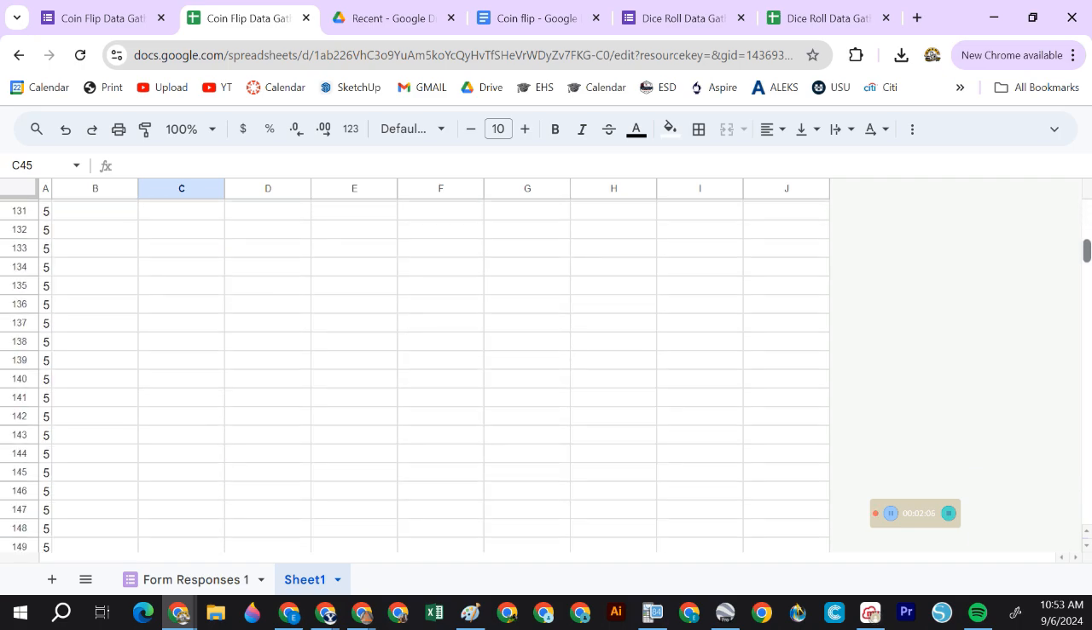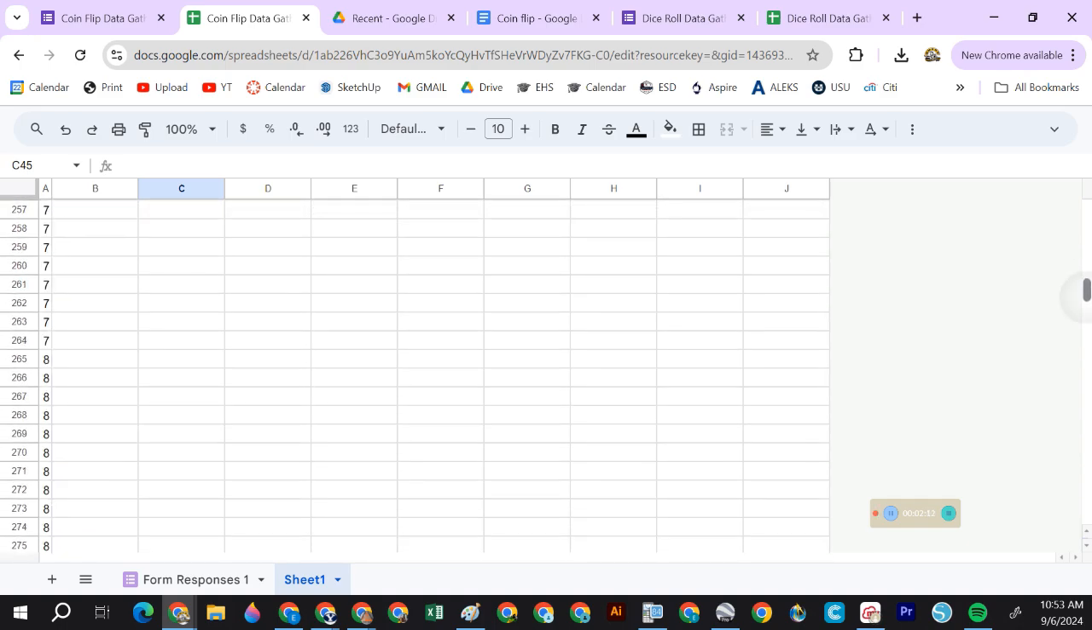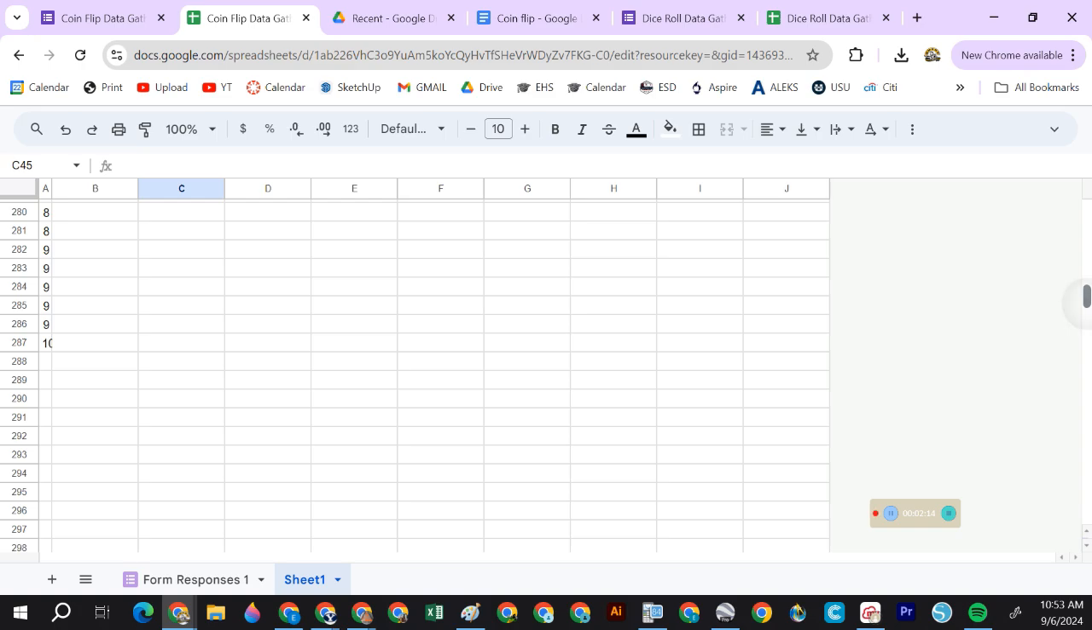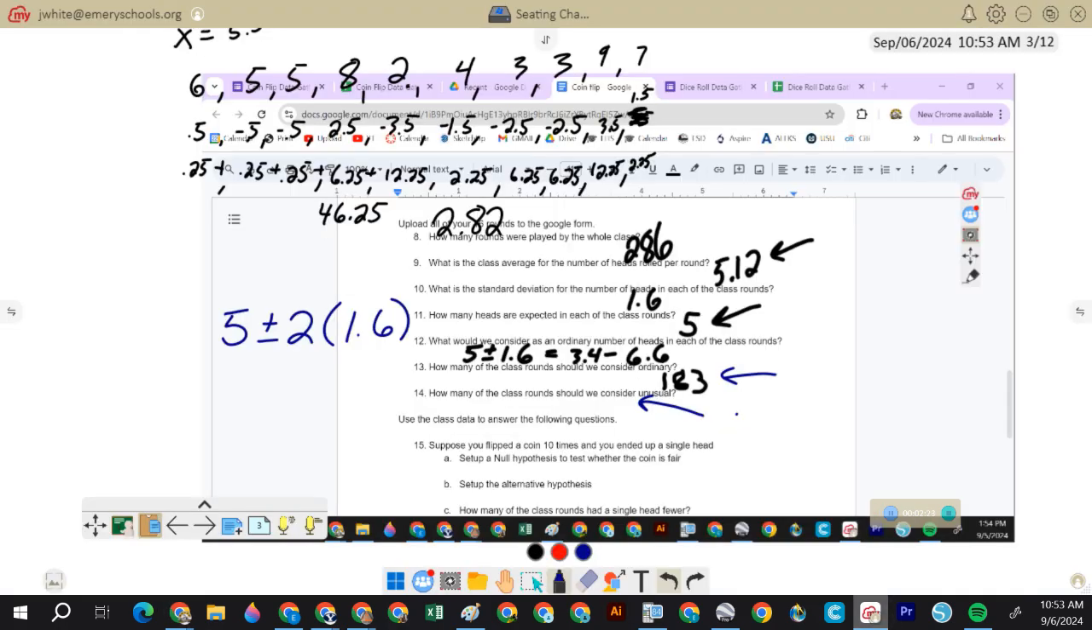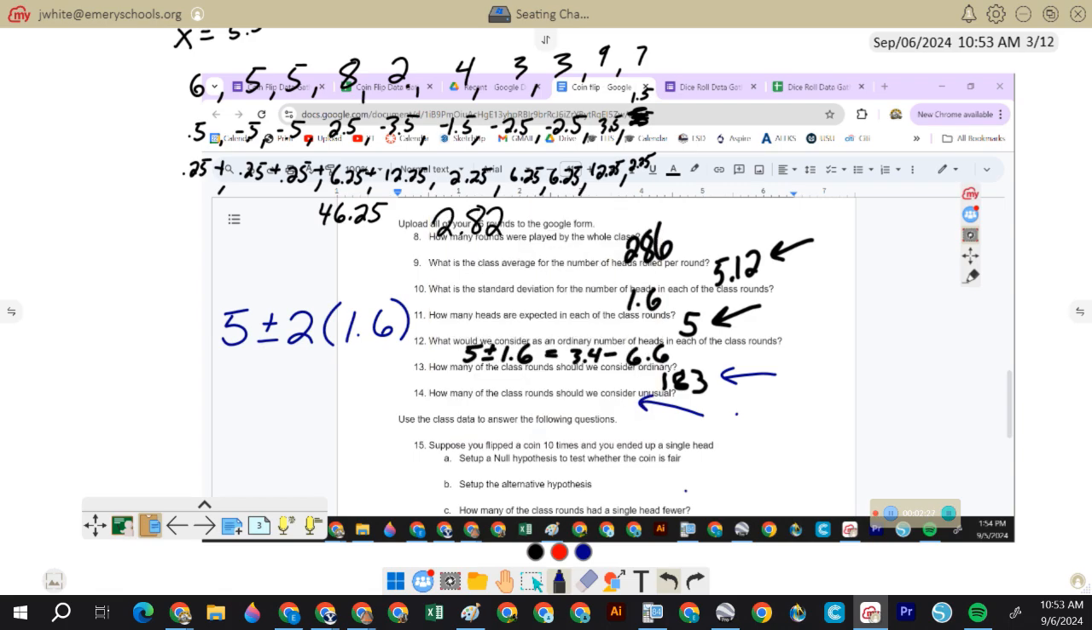Okay, then I go all the way to the bottom and I count up all of my nines and tens. And we have 5 nines, and a 10, so 5. 6, sorry, 5 nines and 1 10. So how many are unusual? 6.